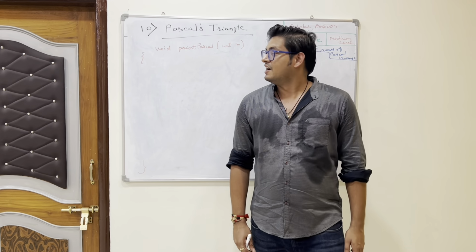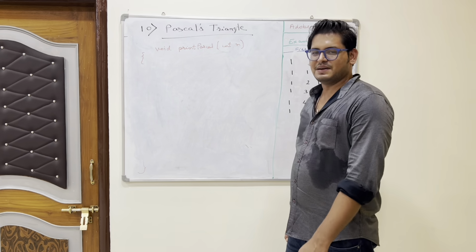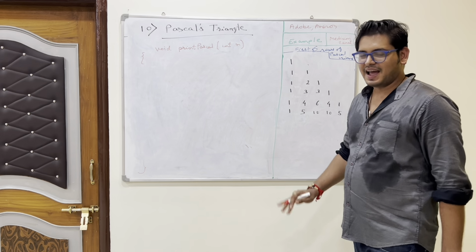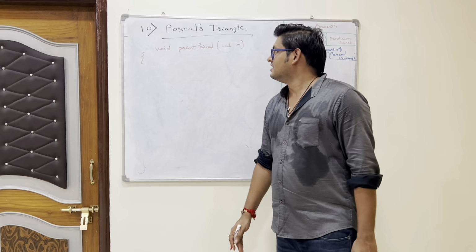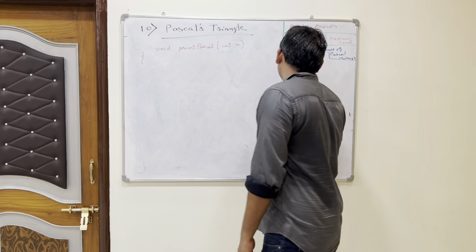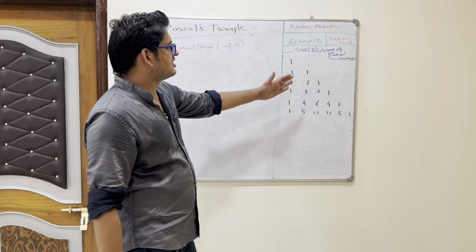Welcome to my channel. Today we are going to solve the 10th problem of the problem solving series, which is based on arrays. The difficulty level for this question is medium, and this question has been asked in Adobe and Amazon and many other companies. So, Pascal's triangle. This is a pattern based question. This is a Pascal's triangle with 6 rows.